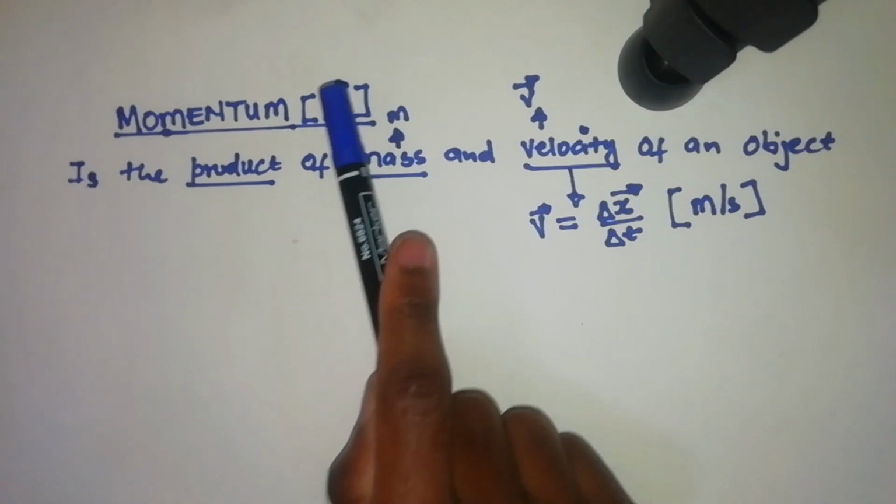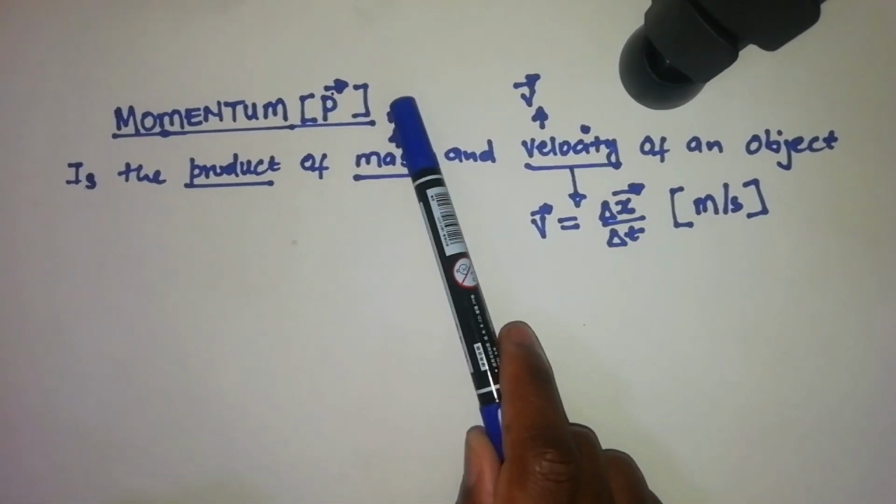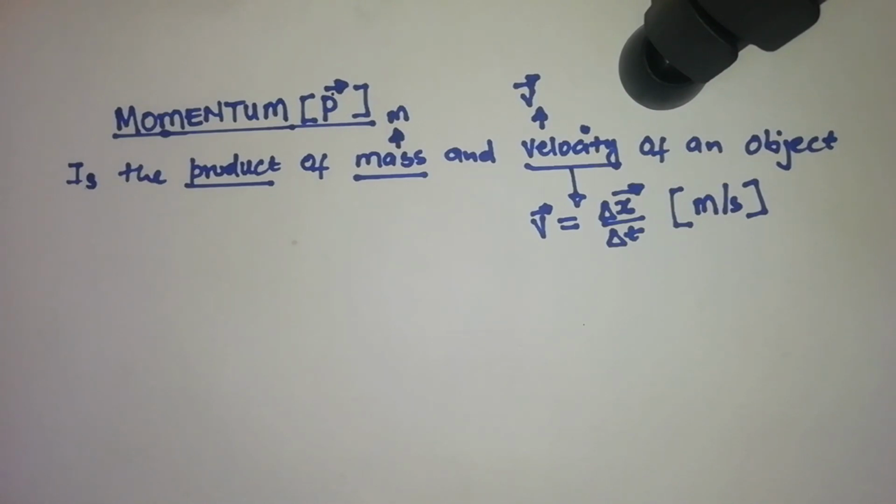Why did I put this arrow here? It is because momentum is a vector quantity. It has both magnitude and direction, although in most textbooks they don't put this arrow. Then we have another physical quantity, which is mass. The symbol for mass is small letter m, but there is no arrow here. Why? Because mass is a scalar quantity. It has only magnitude.